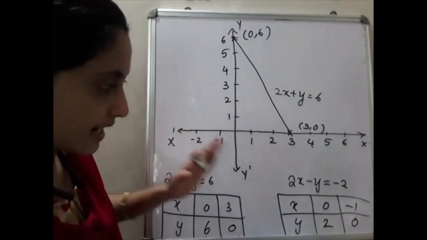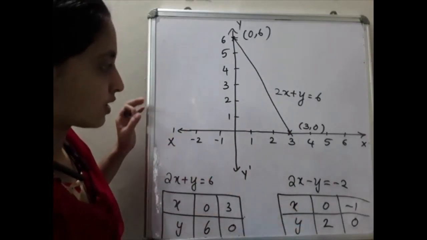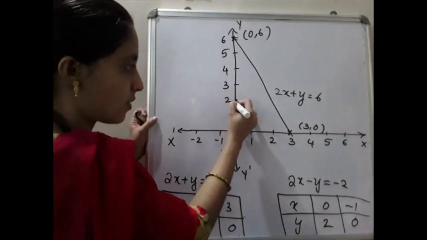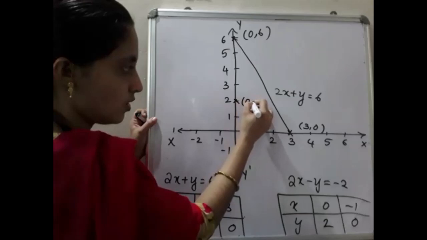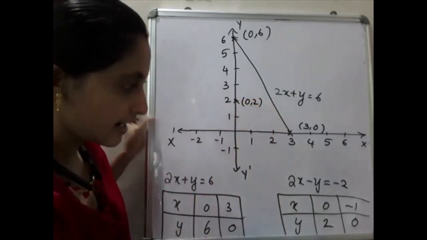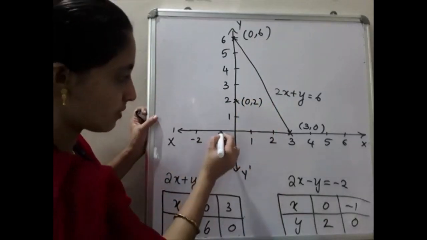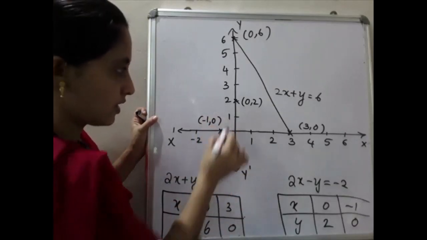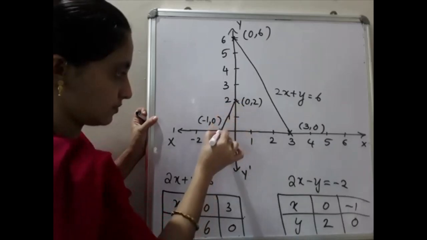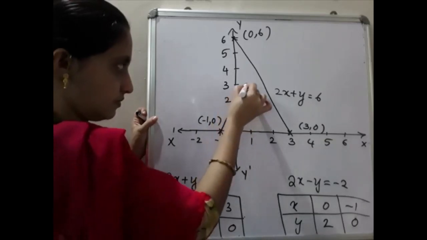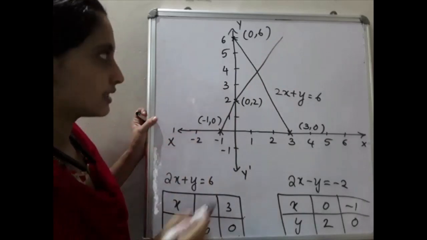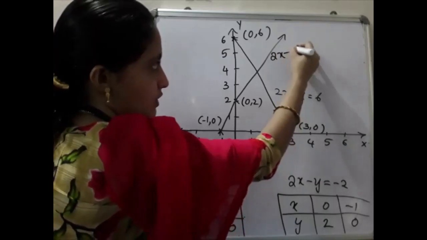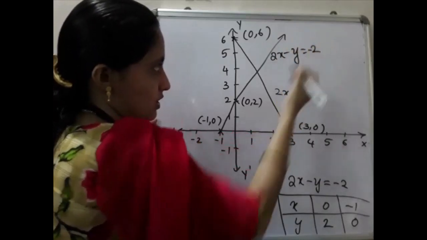Okay, then what is the next? 0, 2. Sorry, here I forgot. 0, 2 means on the y axis this point is 0, 2. Okay, next point is minus 1, 0. Minus 1, 0 means on the x axis. So this is minus 1, 0, this point. Okay, you have to draw the line. Then you have to write that equation. What is that equation? 2x minus y will be equal to minus 2.